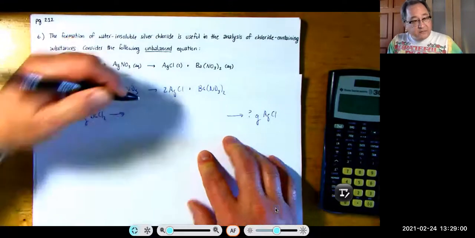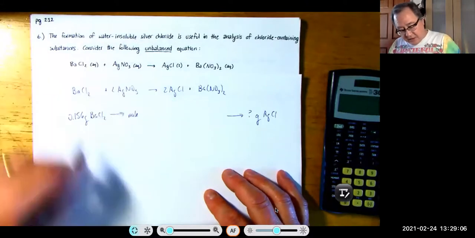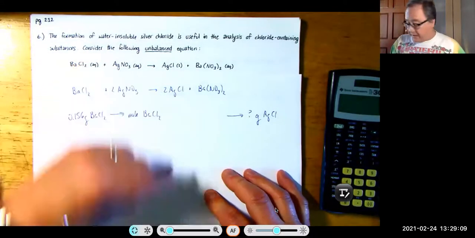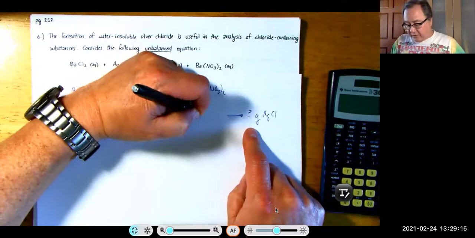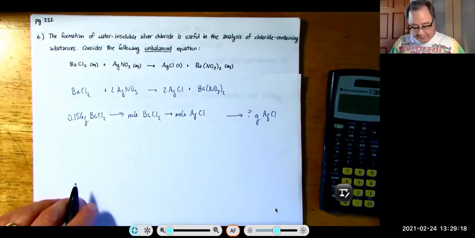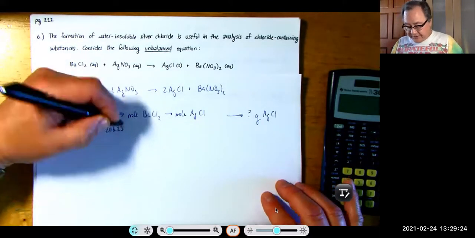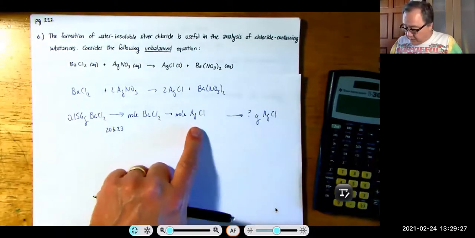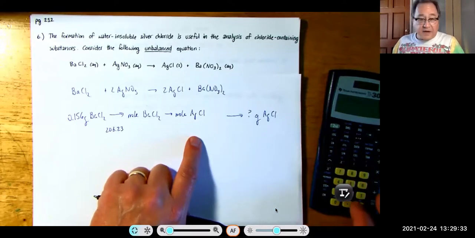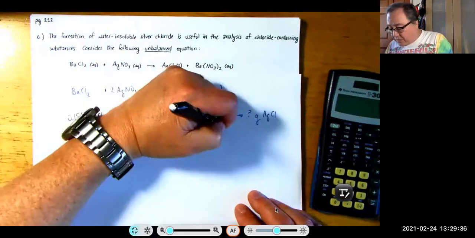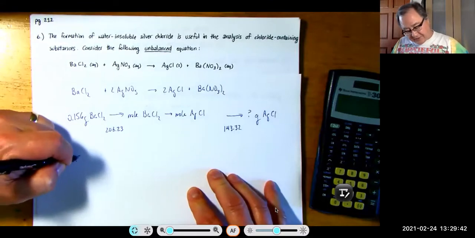So we cannot go directly from grams to grams. However, we can go from grams of barium chloride to moles of barium chloride. And then we can go from moles of barium chloride to moles of silver chloride. And then moles of silver chloride to grams of silver chloride. Now, the molar mass of this is 208.23 grams. And the molar mass of silver chloride is going to be 107.87 plus 35.45. So here we get 143.32. And let's now fill in the rest.